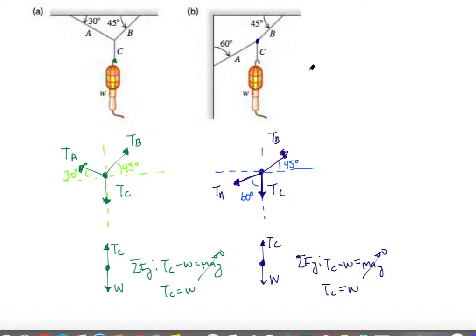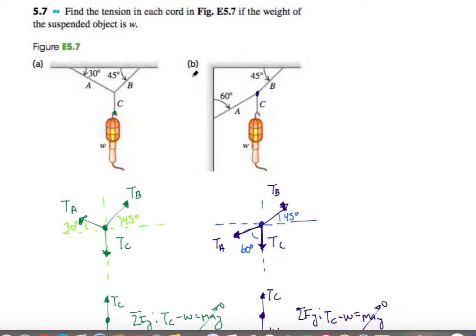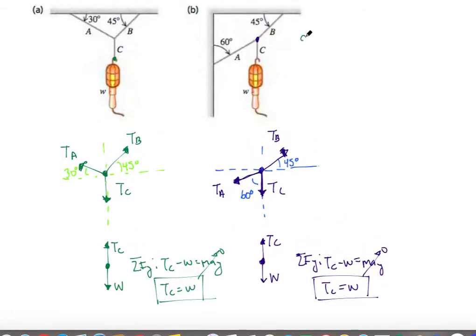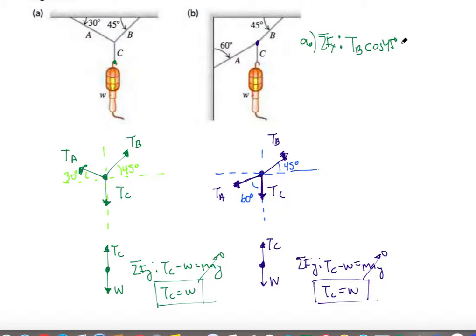Now, I want to set up some equations. Keep in mind what we're looking for here. We're finding the tension in each cord. So tension C is done. It's just weight, in both cases. Now I want to look at part A and how my equations are set up. For this top free body diagram, the sum of forces in the x direction is going to be tension B times the cosine of 45 degrees, minus tension A times the cosine of 30 degrees, equals MA in the x, which is 0.